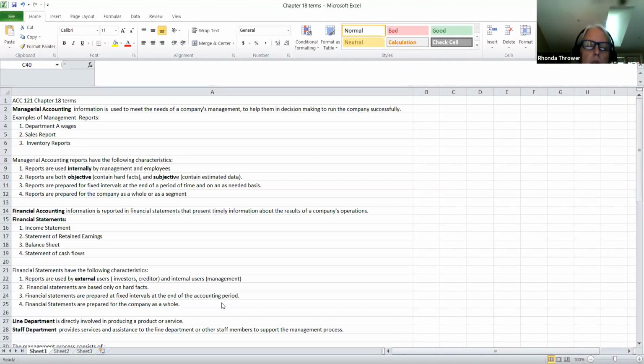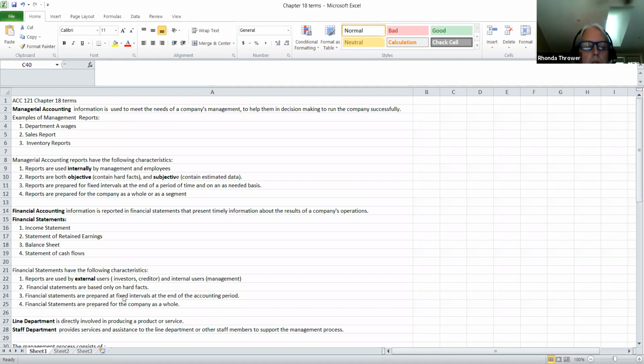So you remember the time periods for accounting could be on a monthly basis. An income statement would be prepared from the beginning of the month to the end of the month. Or an income statement could be prepared on a quarterly basis from the beginning of the quarter to the end of the quarter. Or it could be prepared on an annual basis from the beginning of the year to the end of the year. But these financial statements are always prepared at fixed intervals at the end of the accounting period.